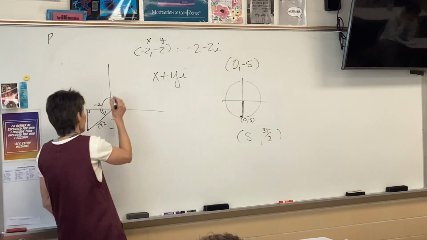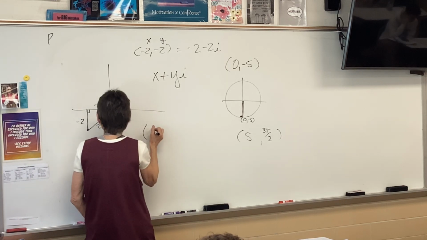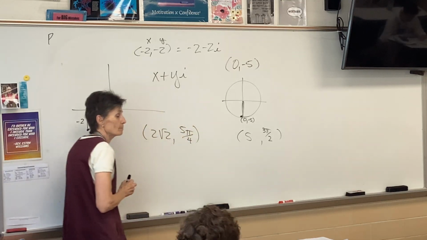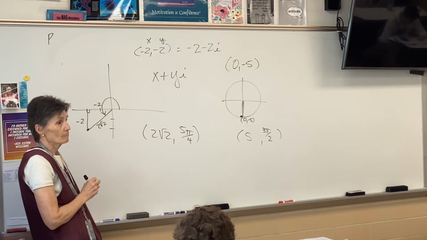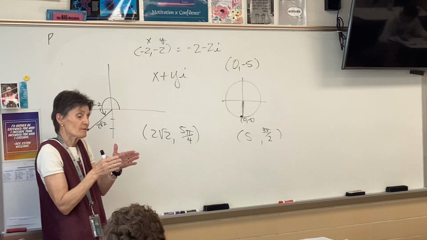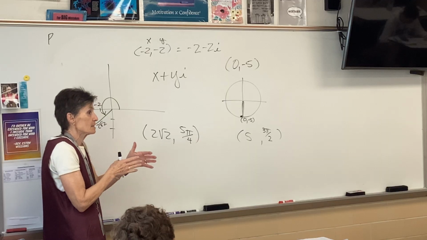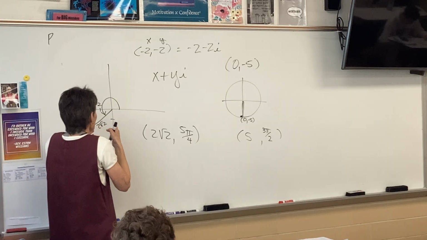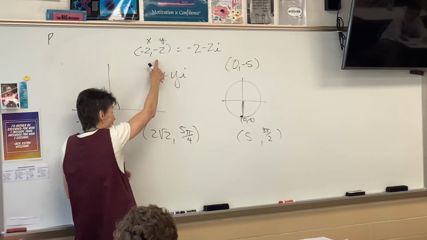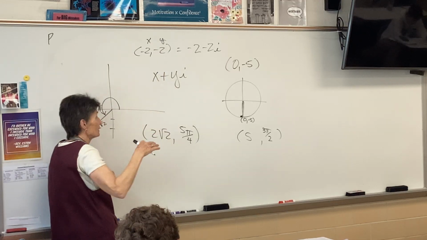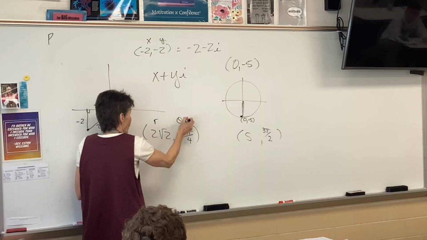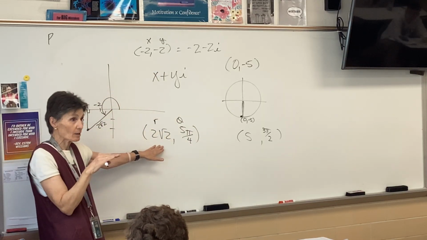Five pi over 4. So my r is 2√2, and my theta is 5 pi over 4. Now this is just one of those little technicalities. If you had the ordered pair (-2, -2) back in example 5, you would rewrite that ordered pair as this polar pair, right? Everybody's got that r and that theta.